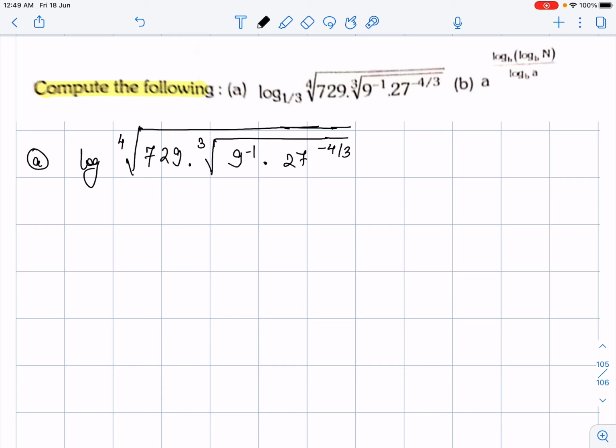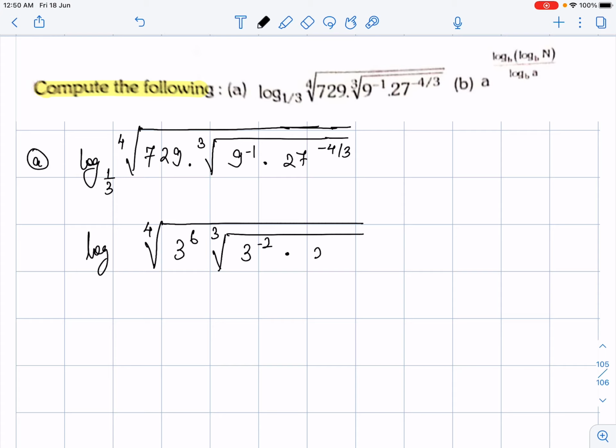So how should I proceed further? The base of this log is 1 by 3. We should write it like log of fourth root of 729. 729 is which power of 3? First of all, you should think of it like this. So that will be becoming what? 3 to the power 6 multiplied by cube root of 3 to the power minus 2 multiplied by 3 to the power 3 whole to the power minus 4 by 3.